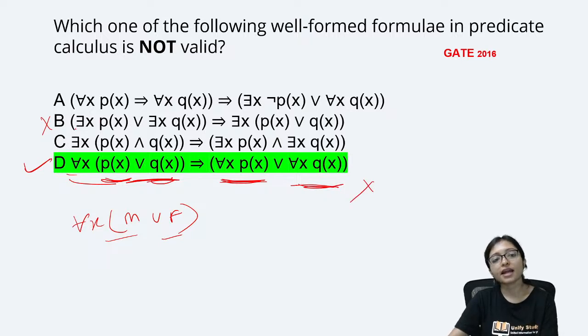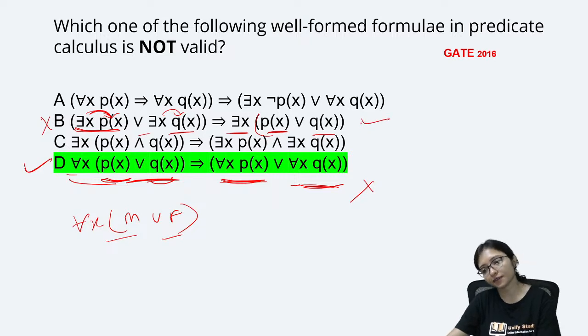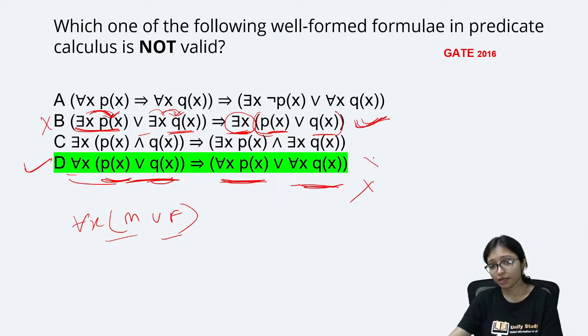But here there exists p(x), that is, some of the students are male, or some of the students are female. So some of the students in the class are male or female. Yes, I can do that. Some of the students are male or some of the students are female. Now here, some of the students are either male or female. That I can do, but this I can't do. So option D is wrong here. Option D is not valid here. But option B is valid here.